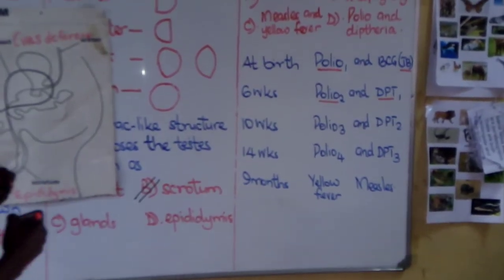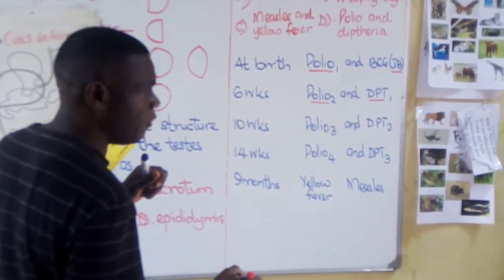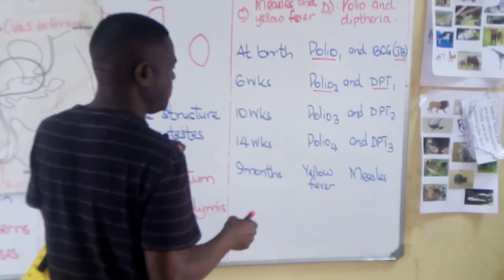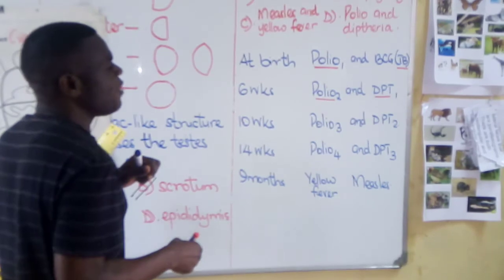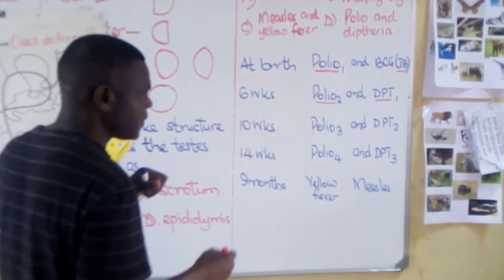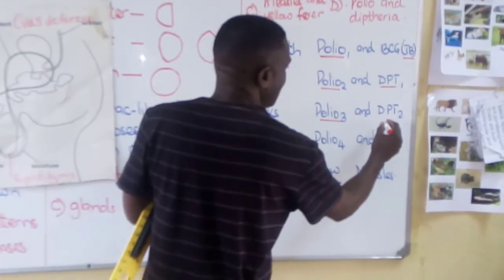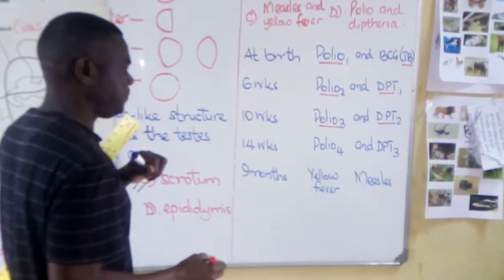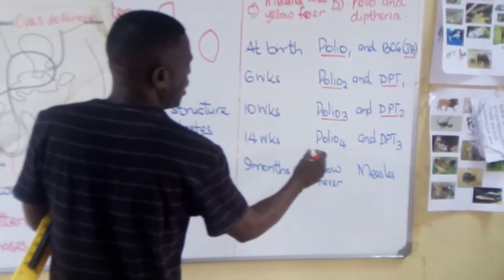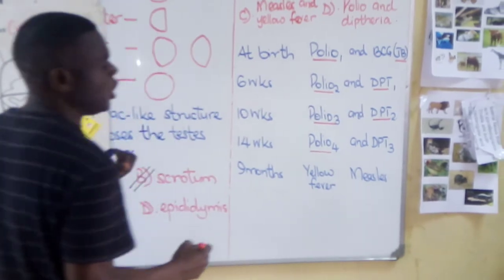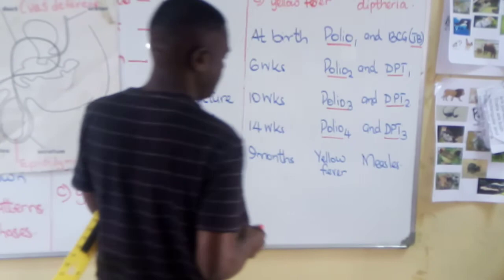Then DPT stands for diphtheria, where there's also whooping cough. So the disease here is whooping cough. Then at 10 weeks, we have polio 3, the third dose of polio, and the second dose of diphtheria. Then at 14 weeks, we have the fourth dose of polio and the third dose of diphtheria.